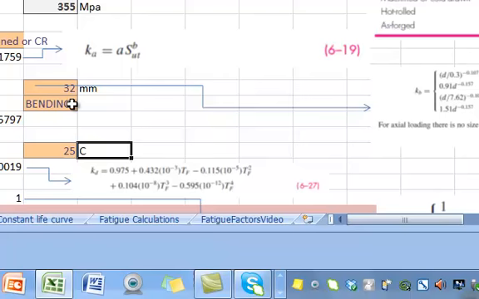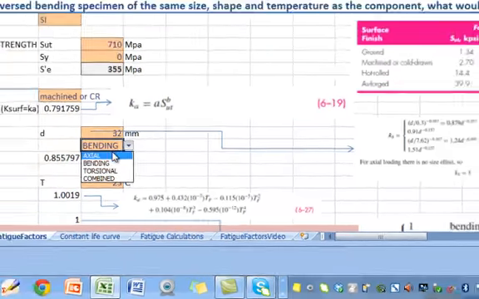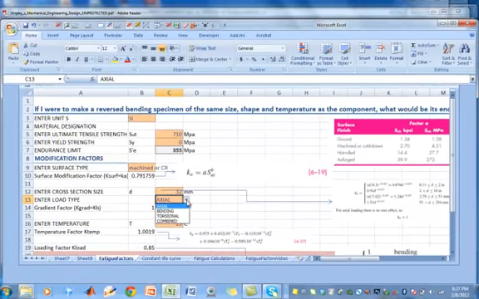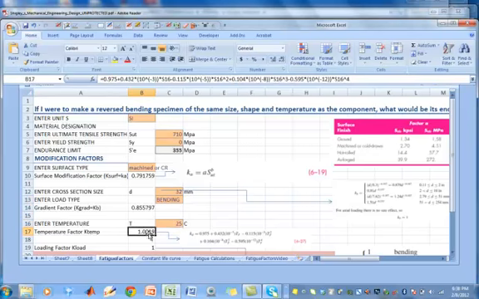Okay, and for size effect, you have to tell me which kind of loading. So if I made it axial loading, size effect is 1. If I made it bending, size effect is 0.855. Why is axial loading size effect 1? Size doesn't matter for axial load. Same cross section, same load, so nothing matters. Okay, temperature 25 degrees. So that's the temperature effect.